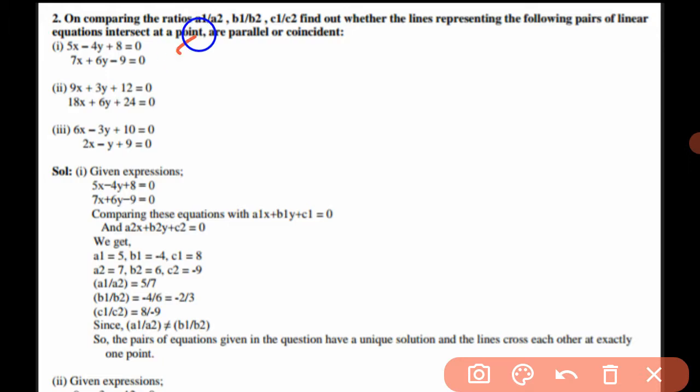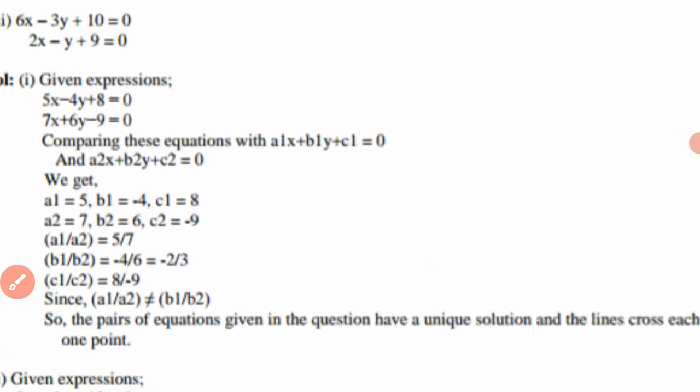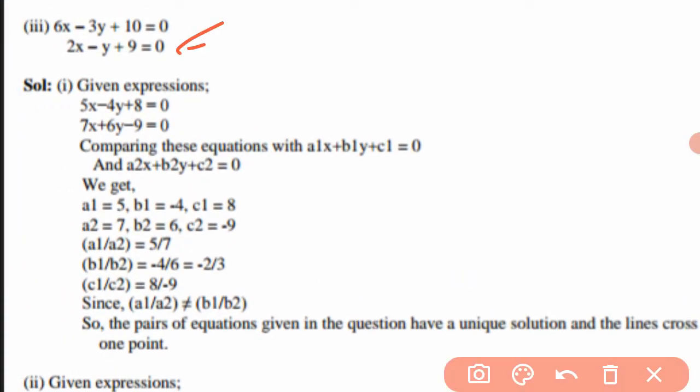So in the first case we have been given these equations. On comparing them with a1 x plus b1 y plus c1 equals 0, and the second equation a2 x plus b2 y plus c2 equals 0, we get a1 equals 5, b1 equals -4, c1 equals 8, and a2 equals 7, b2 equals 6 and c2 equals -9. With the help of this we can find a1 upon a2, that is 5 upon 7, b1 upon b2 that is -4 upon 6, and c1 upon c2 that is 8 upon -9.